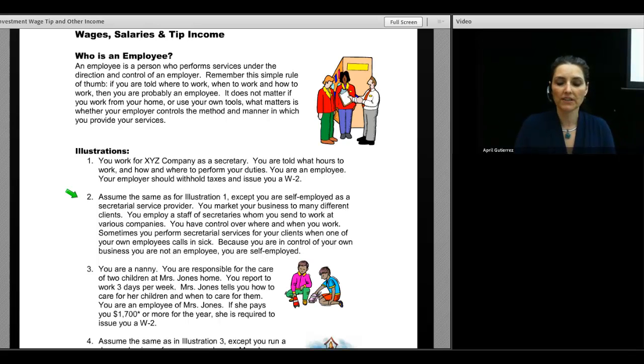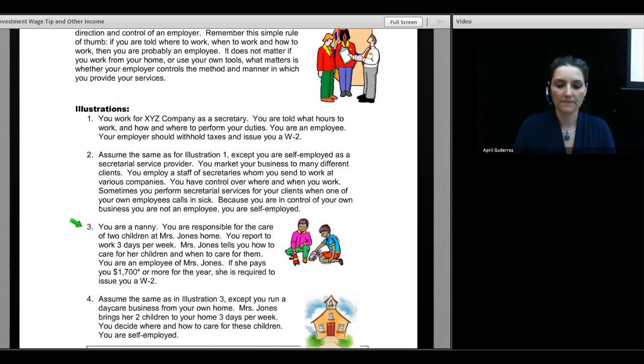Assume the same as for illustration 1, except you are self-employed as a secretarial service provider. You market your business to many different clients. You employ a staff of secretaries whom you send to work at various countries. You have control over where and when you work. Sometimes you perform secretarial services for your clients when one of your employees calls in sick. Because you are in control of your own business, you are not an employee and you are self-employed.